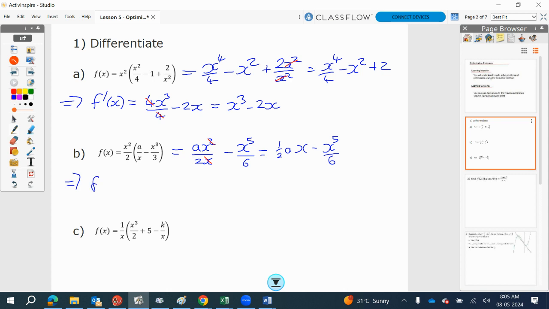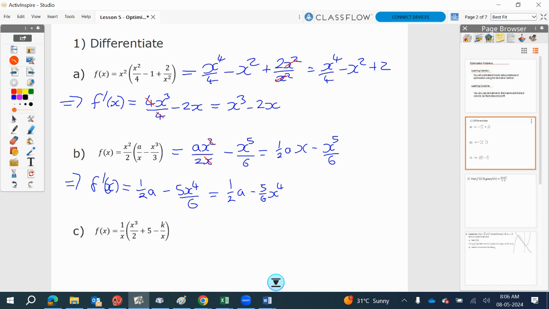Now we differentiate and treat this a like a constant, so we're just going to get a half a from that first one. Treat it like a constant because it is a constant. The next term we're going to get minus 5x to the 4 all over 6. If you prefer to see it in fractions, that would be a half a minus 5 over 6x to the 4. These are equivalent statements. Neither is better than the other.